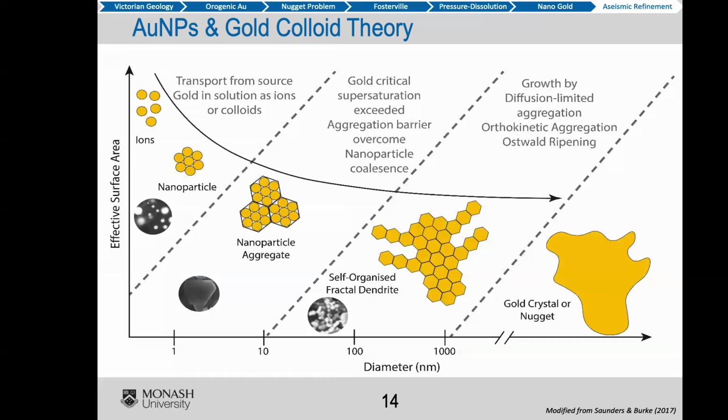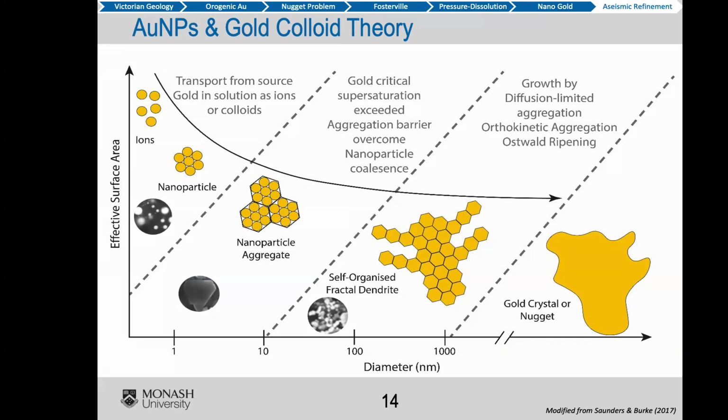So you can have gold start as ionically bound gold, or maybe it started as a colloid if that's the story that you like. That's entirely up to you. And then you need to have supersaturation. So you need to have rapid saturation of gold in the fluid, and then you need to overcome its aggregation barrier to stick gold nanoparticles together. These things can repel each other if they're similarly charged. So you'll need to have some process that will make them stick. And there's many processes that can do this.